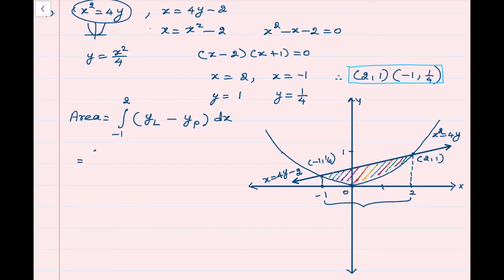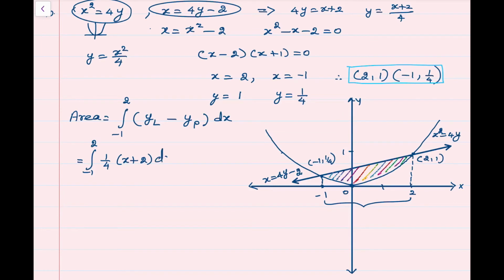times dx. Integral -1 to 2, let us substitute for y from the line equation. The line equation is x = 4y - 2. I will write it here. See the first line. 4y is x + 2. Therefore, y will be (x + 2)/4. It is 1/4 times (x + 2) dx, minus the second integral is -1 to 2 of y from the parabola equation, which is x²/4 dx.